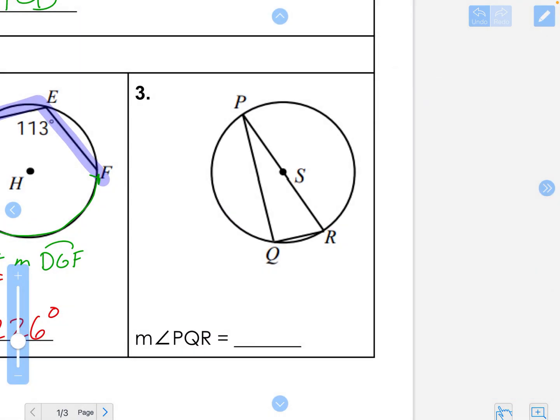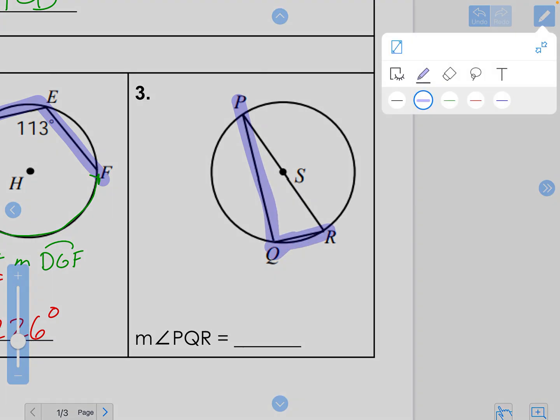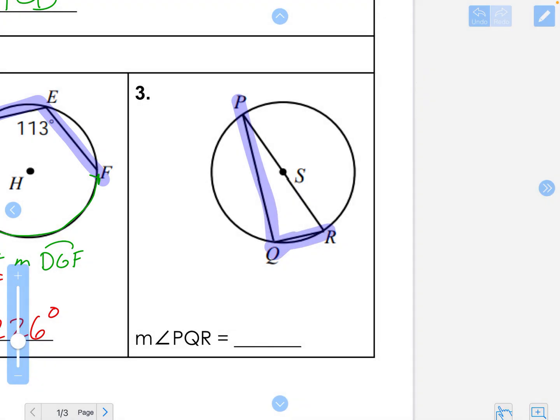All right, so here we have angle PQR, and PQR intercepts this diameter right here, which is going to create a right angle or a right triangle. So PQR is going to equal 90 degrees, which is simply pi over 2 in radians.